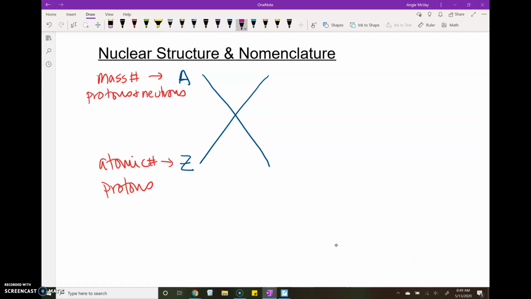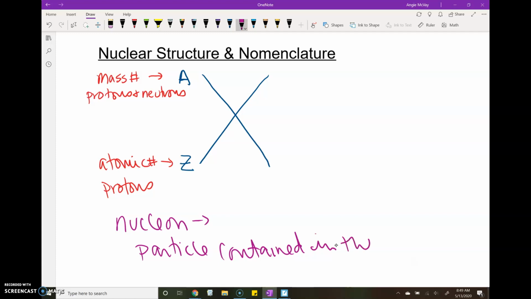Okay, and then I don't know if this is used in chemistry much, but in physics we call any particle in the nucleus a nucleon. Right, a particle contained in the nucleus. So we could say, like, if something had 2 protons and 2 neutrons, like a helium nucleus, there would be 4 nucleons.